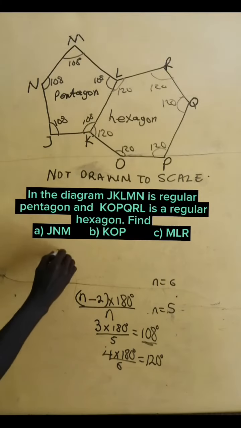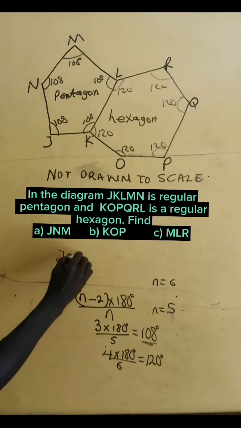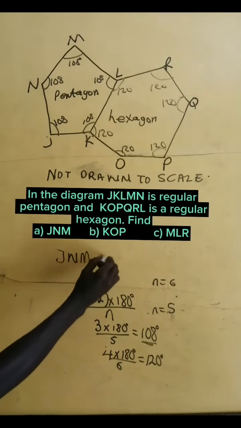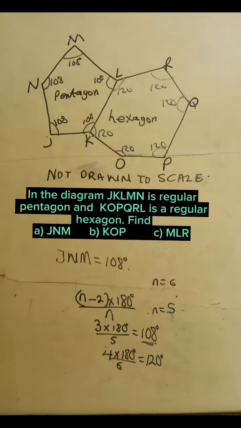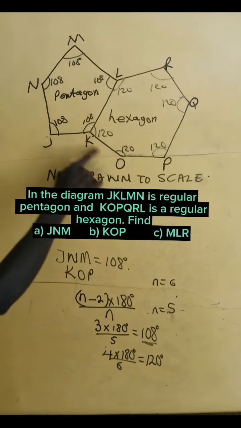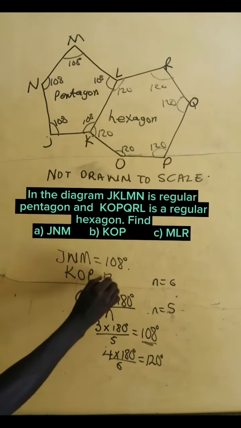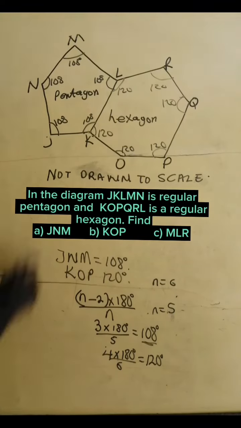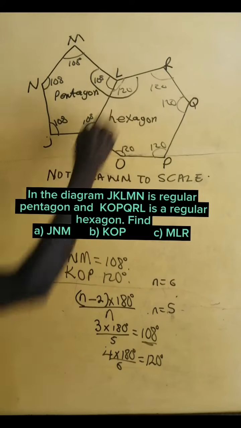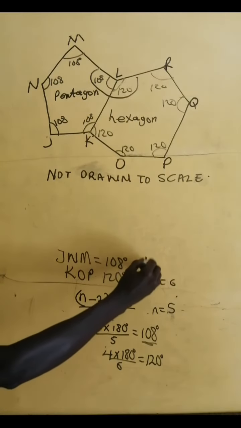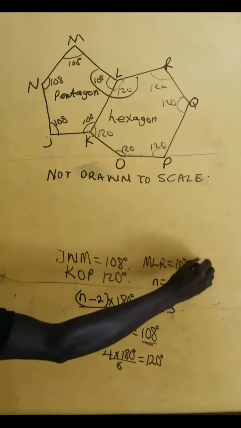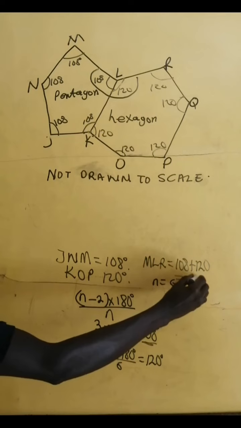So if I need JNM, then I take JNM, that is 108 degrees. If I need KOP, I just take the 120 degrees. And if I need MLR, then I add all these angles. That is 108 plus 120, that gives 228 degrees.